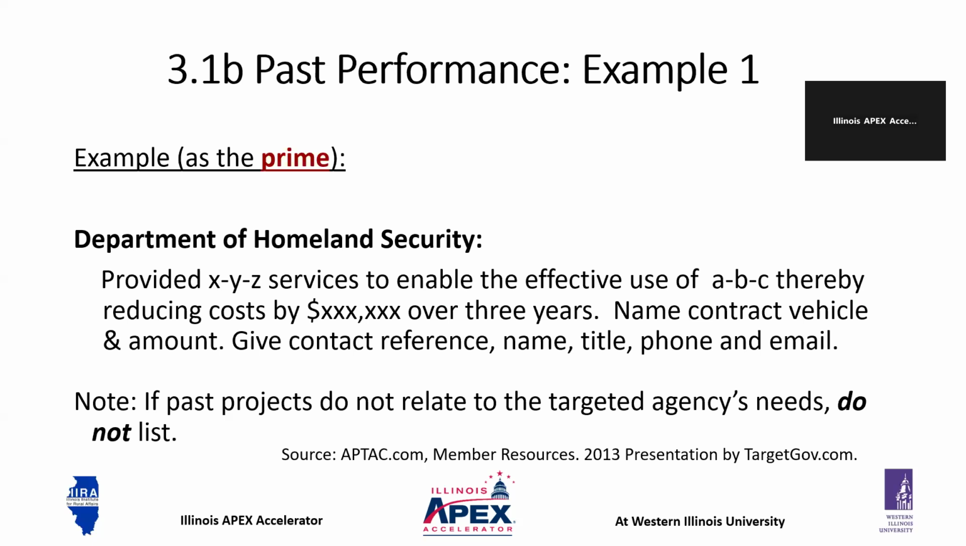It's great if you have the opportunity to name that contract vehicle and the dollar amount. It is optional, but you could give contact reference to name, title, phone number, and email. But that's optional. Some businesses do not want to provide those specifics. An important note to consider is that if you have past projects that you have completed, but they do not relate to your target agency needs, do not list them on your capability statement.